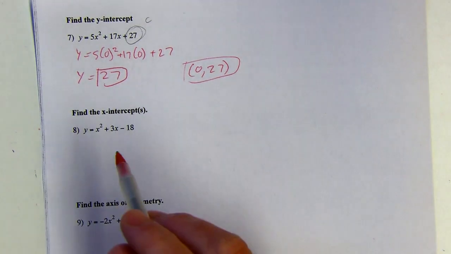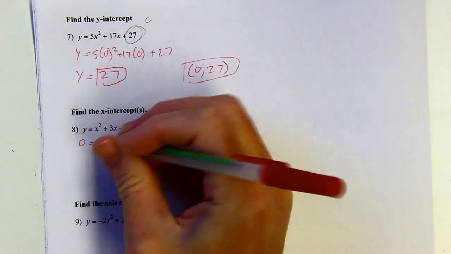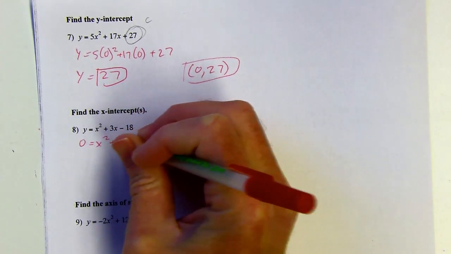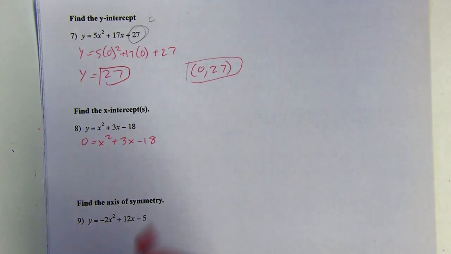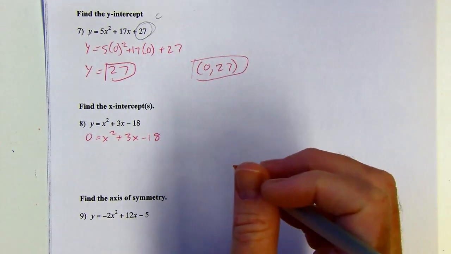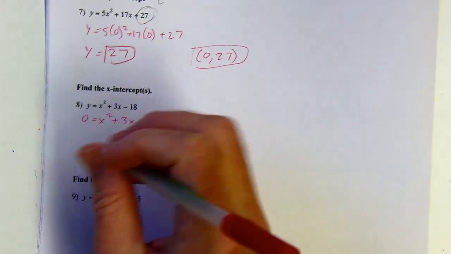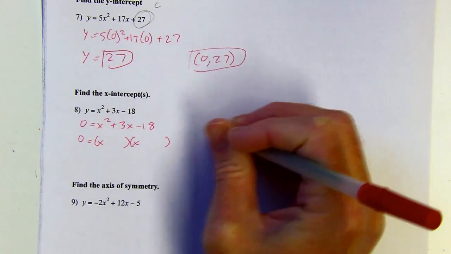Okay? If you want the x-intercept, we're going to have to plug in 0 for y. So I'm going to do this first, and then I'm thinking, okay, I need to solve this equation for x. So I'm going to try to factor this. That's going to be the easiest way to solve this. If it's not factorable, I could always use the quadratic formula, or I could complete the square. But this one I'm pretty sure is factorable. So I'm going to set it up like that.